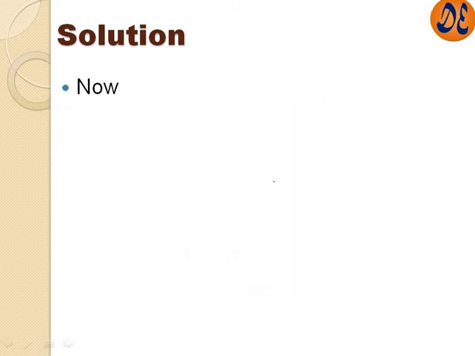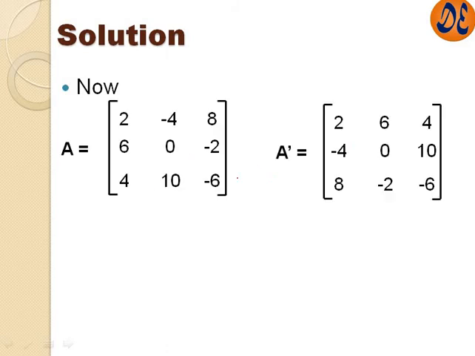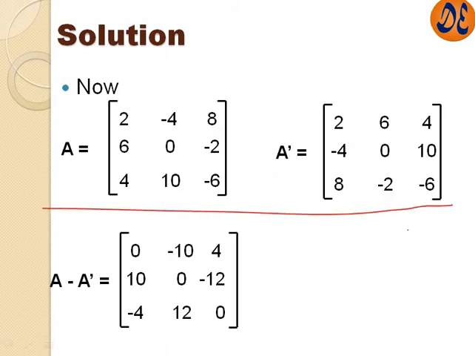Now second part. A dash we have found this one. Now A minus A dash, so we will have to subtract this one from this one. So what are we getting? 2 minus 2 is 0. Again diagonal element, let me first find. Minus 6, 0. So you find here that it is a diagonal. So one observation that we have made is that a skew symmetric matrix has all the diagonal elements as 0. Now subtract other elements.